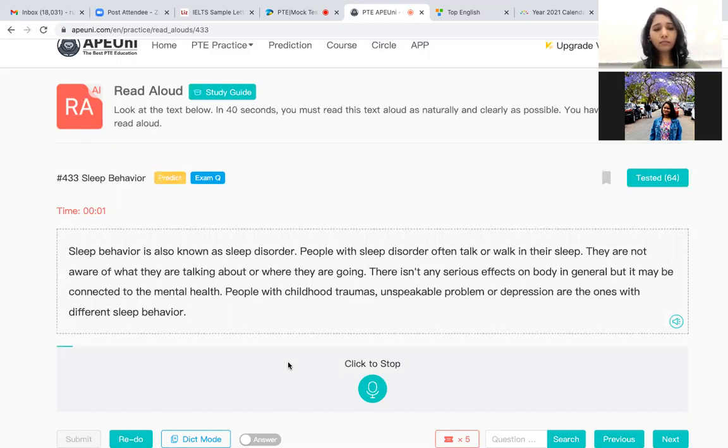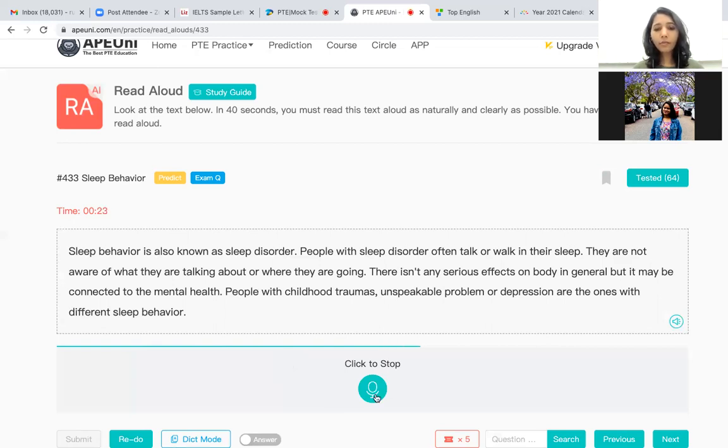Sleep behavior is also known as sleep disorder. People with the disorder often talk or walk in their sleep. They are not aware of what they are talking about or where they are going. There isn't any serious effect on the body in general, but it may be connected to mental health. People with childhood trauma, unspeakable problems, or depression are ones with a different sleep behavior.